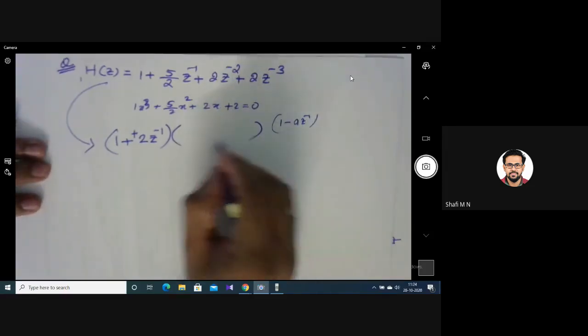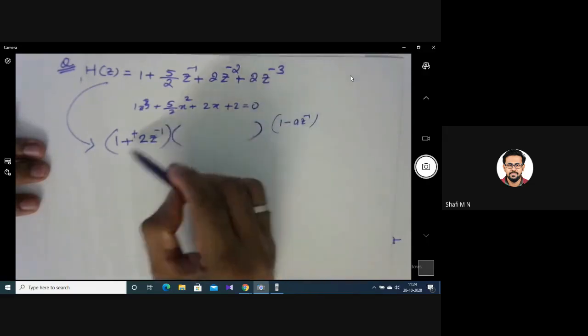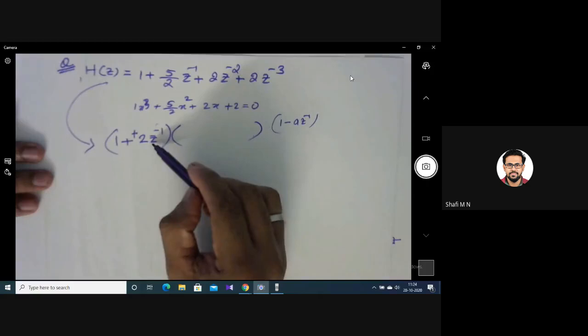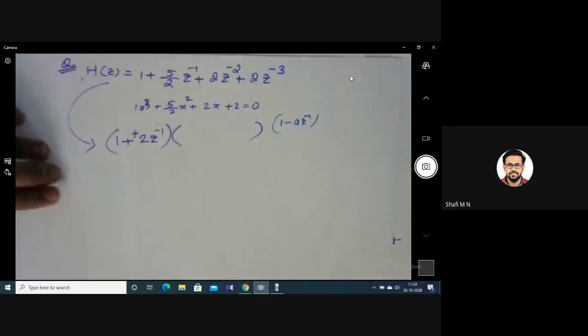What will the degree be? Total degree is 3. Here you have a first order transfer function. This will be of degree 2. Now how can you find this particular factor?